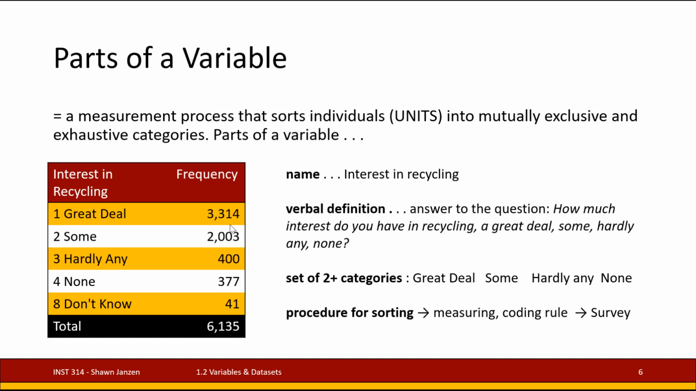Then the procedure for sorting. This is how we're coding it out. We could just use this as character information. We could code these as individual numbers. In the example on the screen, great deal could correspond to a code number of 1. Some could correspond to a code value of 2. Somebody who says they don't know could correspond to a code value of 8. Keep in mind, don't know is not one of the official categories that was given.